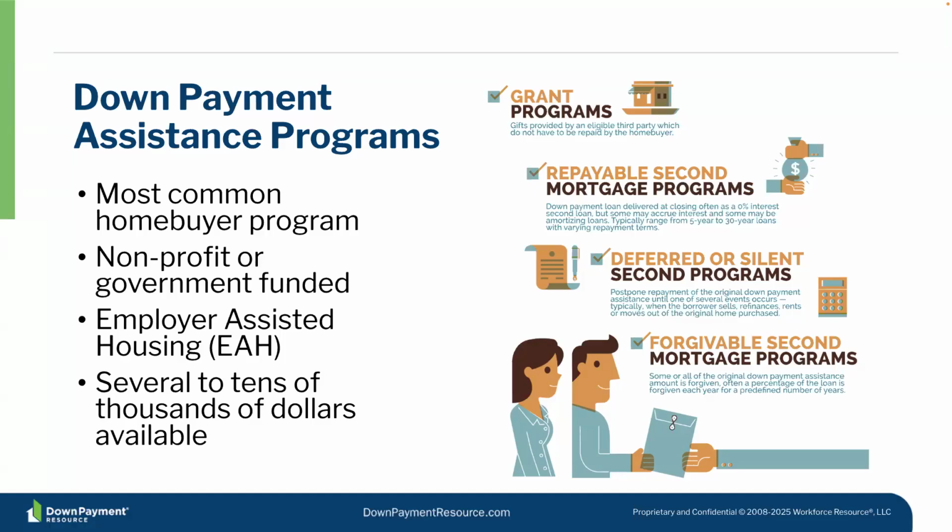And that refinancing piece is also very specific, as some programs do allow, at least for a rate and term refi. And forgivable seconds, where some or all of the original down payment assistance is forgiven. How does this break down? Often a percentage of the loan is forgiven each year for a predefined number of years. As an example, it's common for a forgivable loan, a DPA, to be forgiven, let's say 20% per year over the course of 5 years.